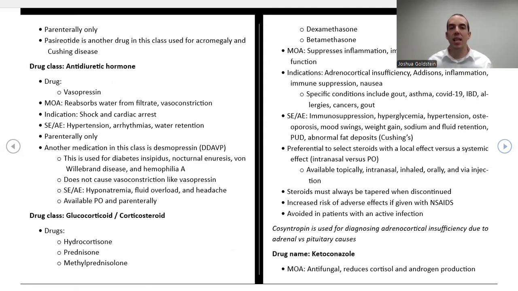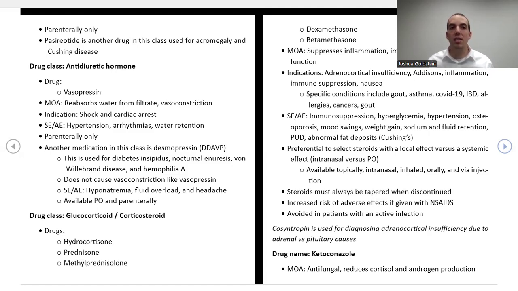Next, we have ADH, or antidiuretic hormone. Again, we said if you have too little of this, you end up with diabetes insipidus. Too much of this, you end up with SIADH. So let's start with diabetes insipidus. If you have too little ADH, we treat you with ADH, with antidiuretic hormone. But we're going to have to break this drug class into two very distinct subclasses.